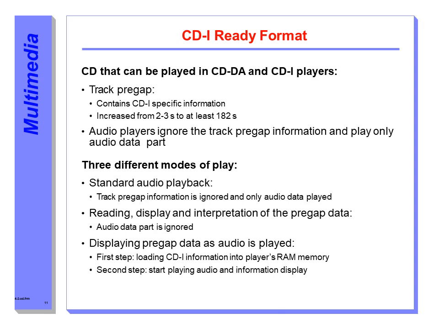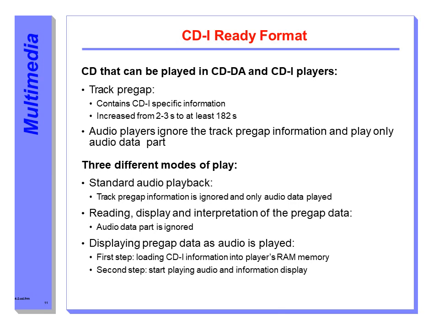Audio players ignore the track pregap information and play only the audio data. Here we can see that a CDI ready disc can be played in three different ways: standard audio playback, reading, display and interpretation of the pregap data, and display of pregap data as audio is played. Every pregap contains index point 0 as well as index point 1. At the beginning of every track IP1 is assigned, and at the end IP0 and IP1 will be there.